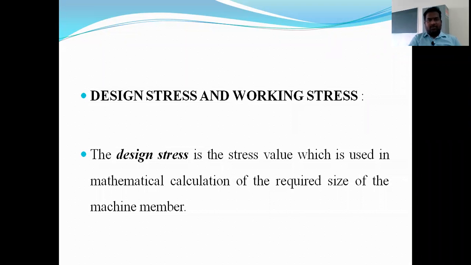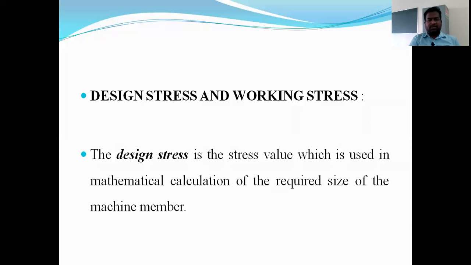So far, what we have covered in our DME introduction class is factors influencing the design. Now we are moving to the next topic, that is the design stress and working stress. The design stress, in simple terms, is a value which is used in mathematical calculation of the required size of the machine member, right? It is a mathematical calculation.